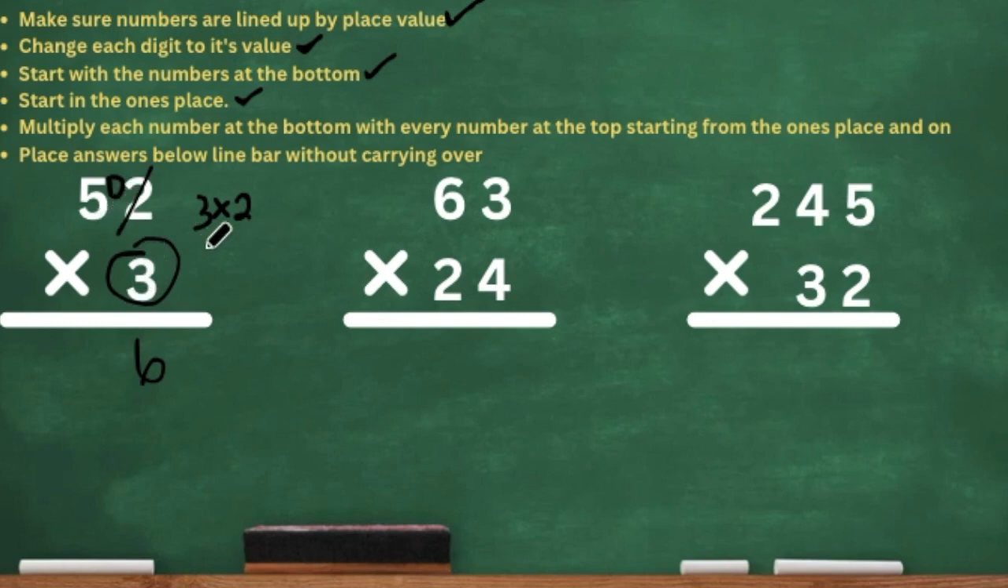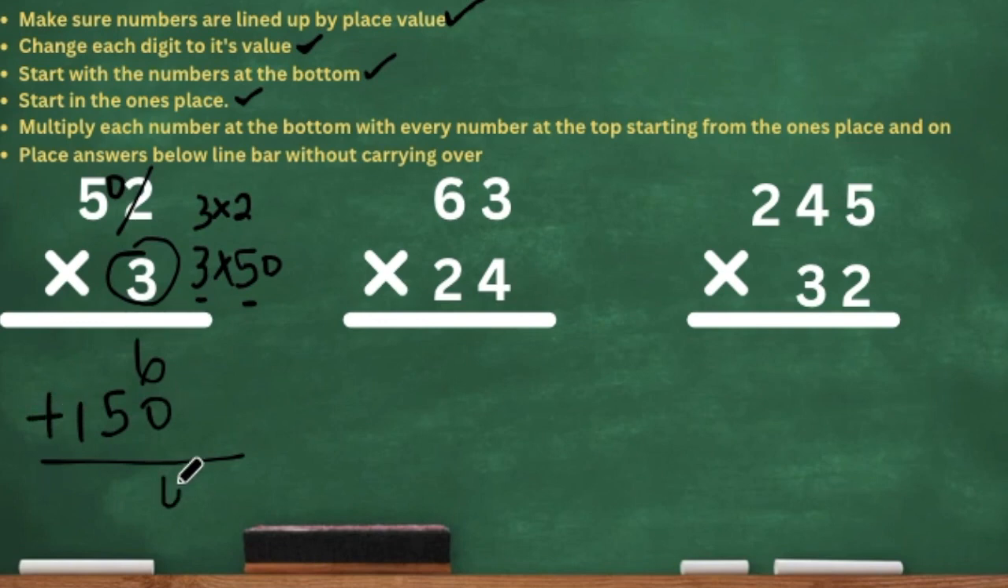Now we're going to take that 3 and multiply it by the 50. Not 5, but 50. 3 times 50 is 150. So I'm just going to place that 150 at the bottom, but I'm going to make sure that the 150 is lined up. So I have my 0, my 5, and my 1. Okay, that's how I got 150. And that's it, because we have no more numbers.